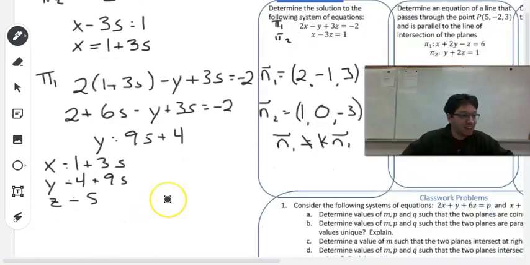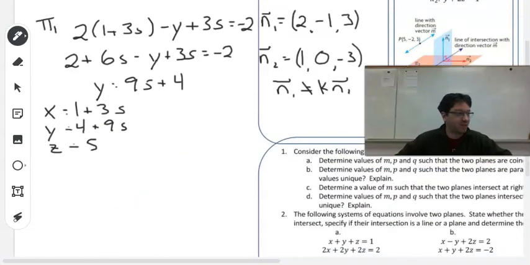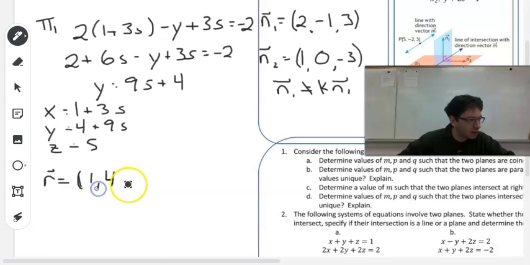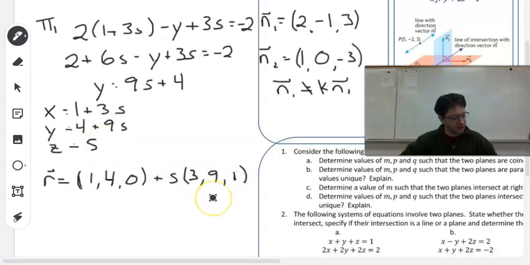And if you want to take that a step further because you love vector equations of a line, you can do that as well. You can say the line with the vector equation is just (1, 4, 0) plus some scalar multiple s times (3, 9, 1). So there's the line of intersection for our two planes.